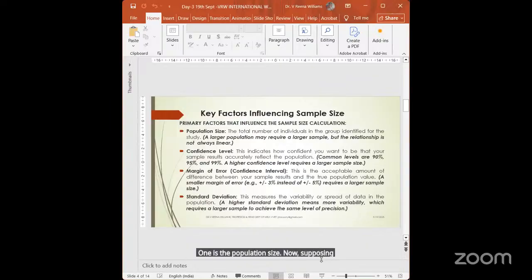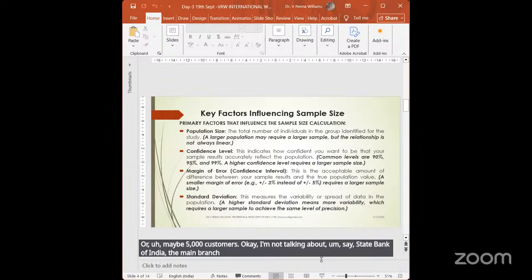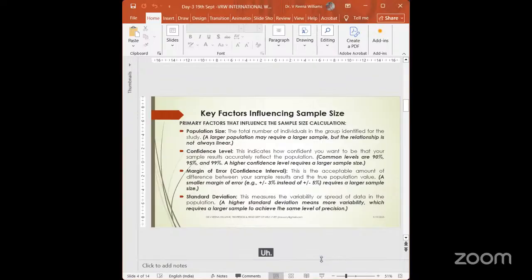Supposing I want to do a survey on the employees in a bank, maybe there are 10 people in a bank. That is easy for me, so it's not a problem. But if I want to do a study on the consumers or the customers of a bank, they may have 1,000 customers or maybe 5,000 customers. I'm not talking about, say, the State Bank of India main branch. I'm talking about one branch in your city.